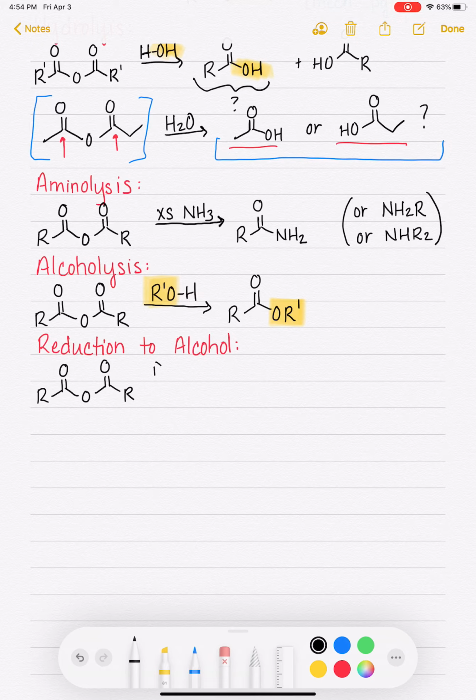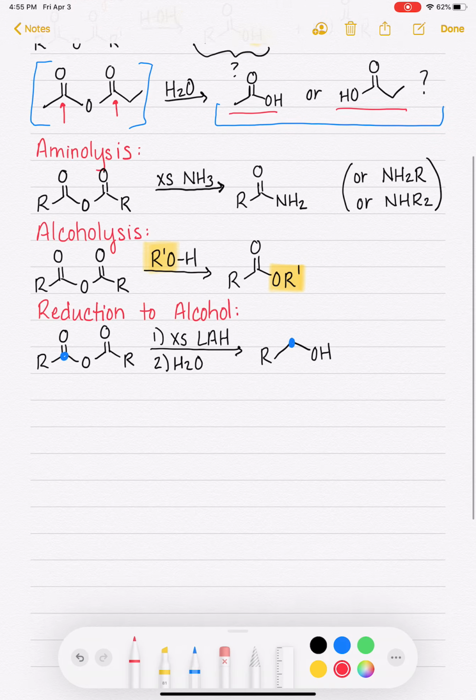Next up, we have reduction to an alcohol, which we also have with the acid chloride. So there's a lot of overlap here, a lot of similarity. Same reagents, we need excess lithium aluminum hydride. We're going to follow it up with either water or dilute acid, and this is going to make a primary alcohol. Be careful that you don't lose your carbonyl carbon in this reaction. Mechanism is the same as it is for an acid chloride.